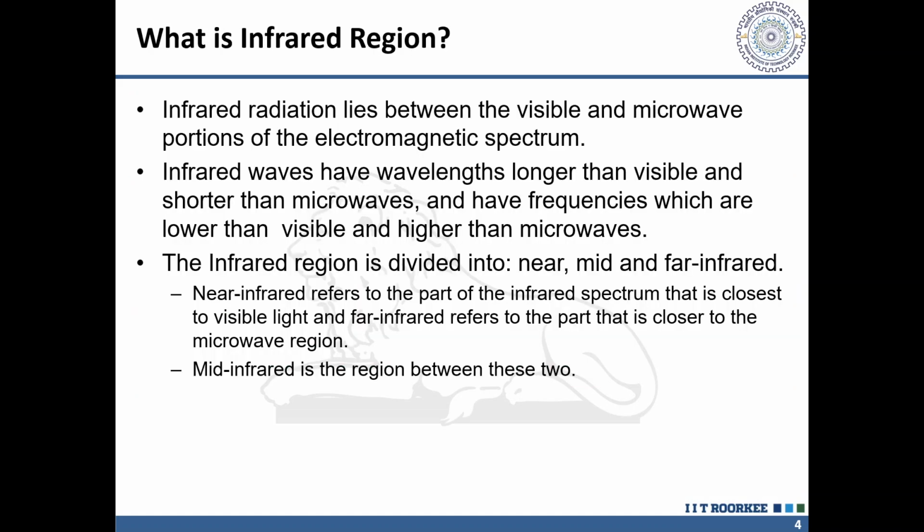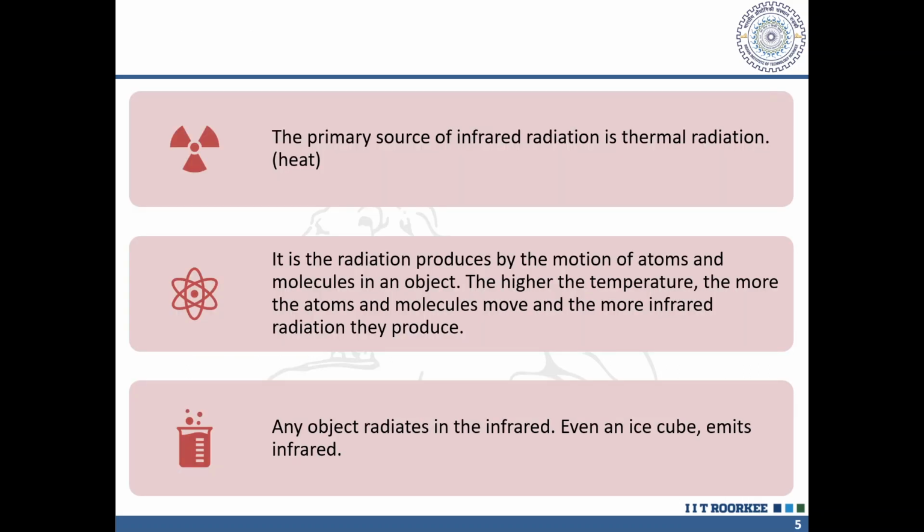So friends, what is the infrared region? Infrared radiation that lies between the visible and microwave portions of the electromagnetic spectrum is called infrared radiation. Infrared waves have wavelengths longer than visible and shorter than microwaves, and have frequencies which are lower than visible and higher than microwaves. The infrared region is divided into near, mid, and far infrared. Near infrared is the part of the infrared spectrum closest to visible light, far infrared refers to the part closer to the microwave region, and middle infrared is the region between these two.